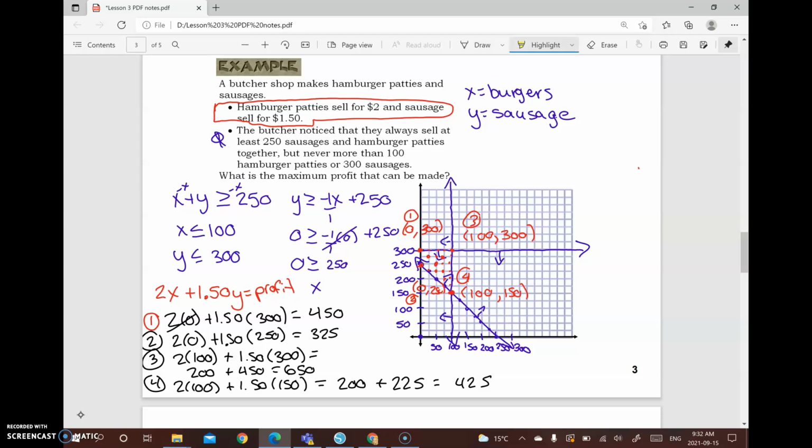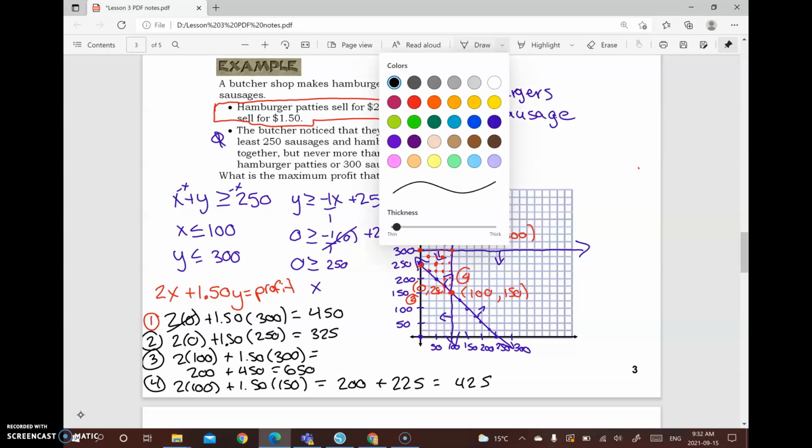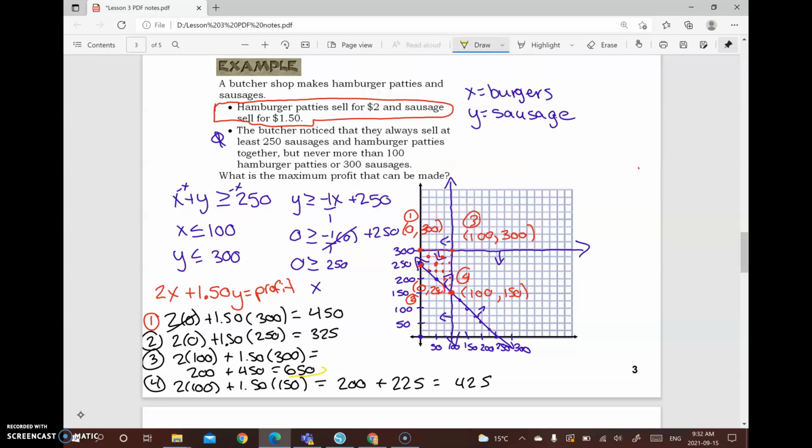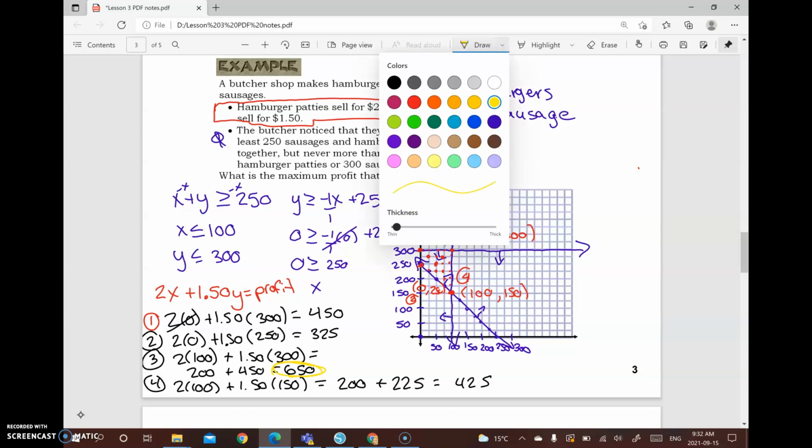So point 3 gave me the highest profit. So what is the maximum profit that can be made if you sold 100 hamburgers and 300 sausages?